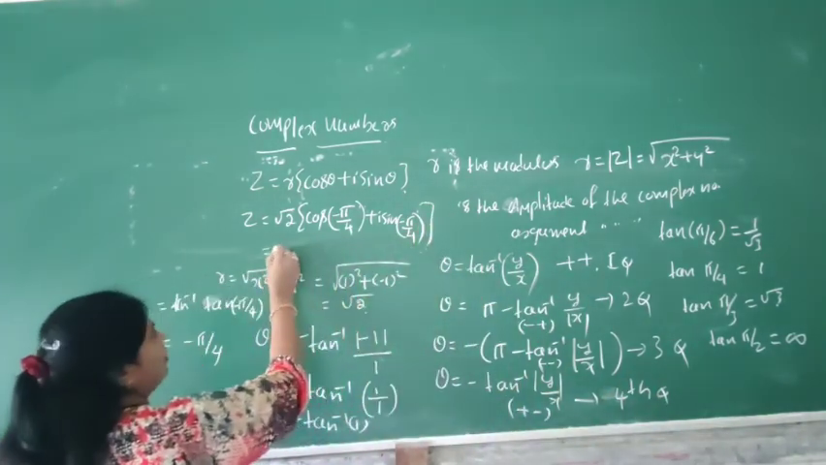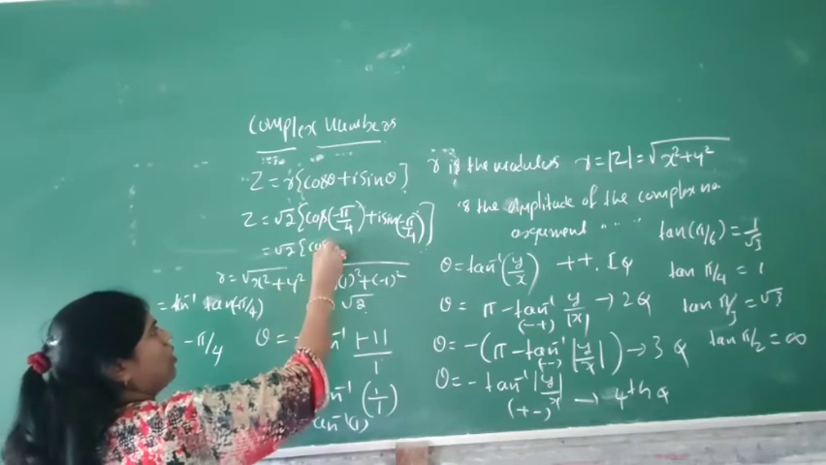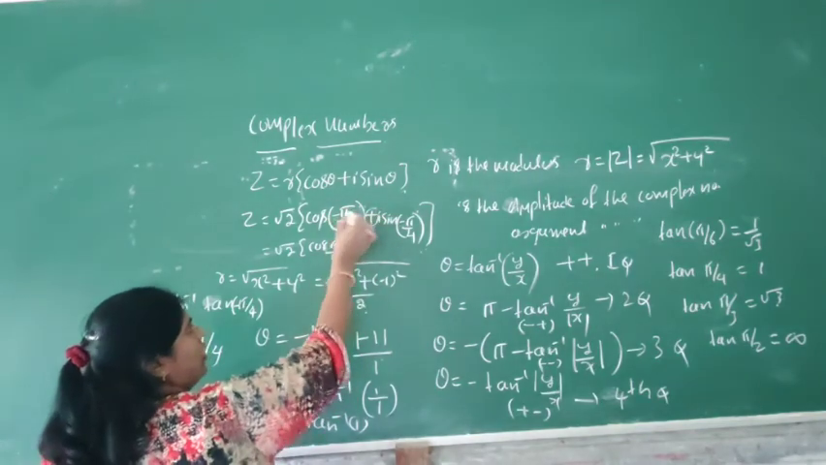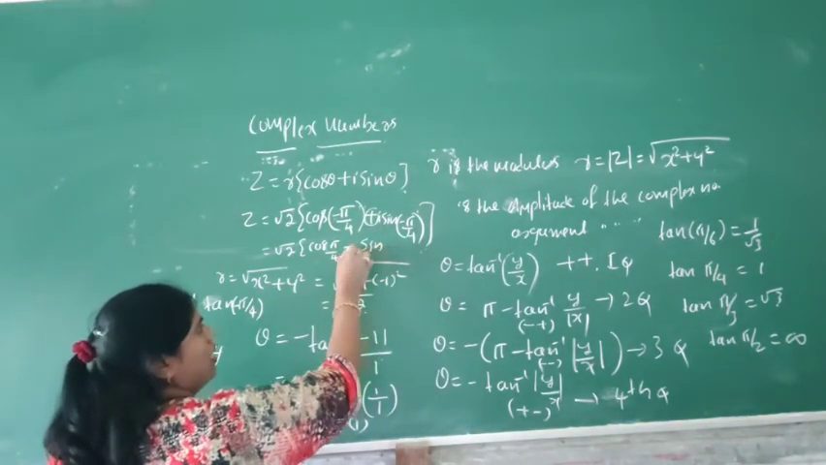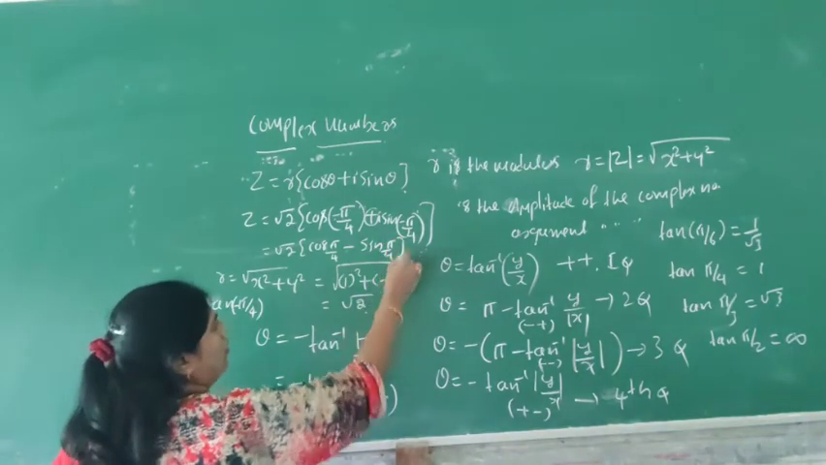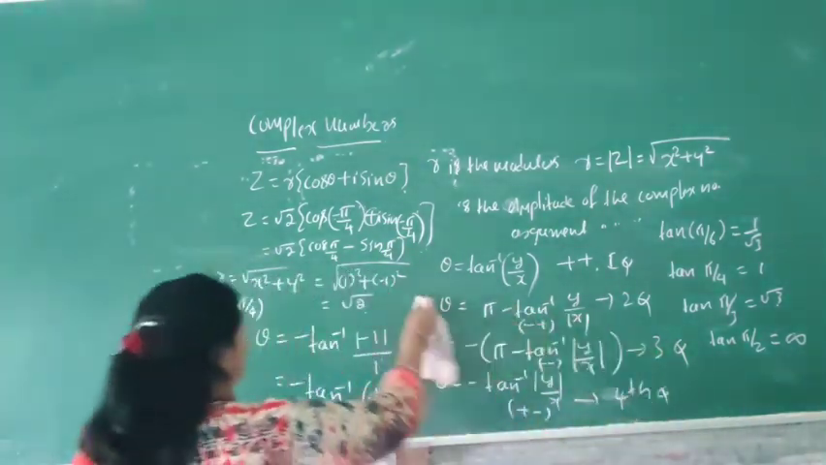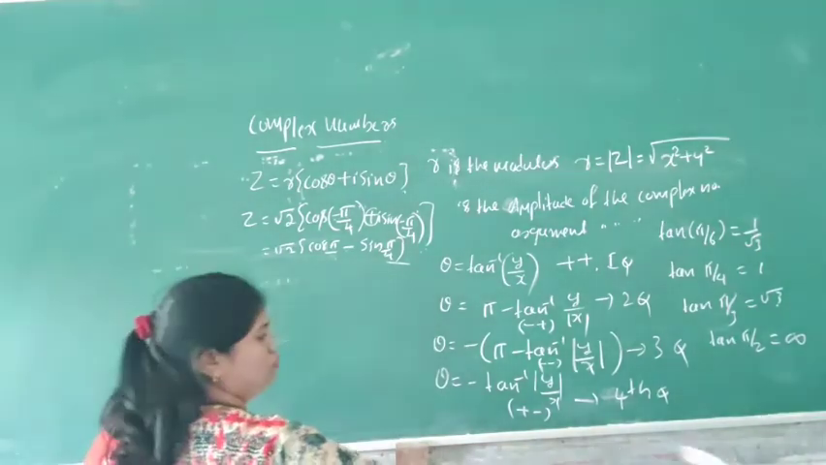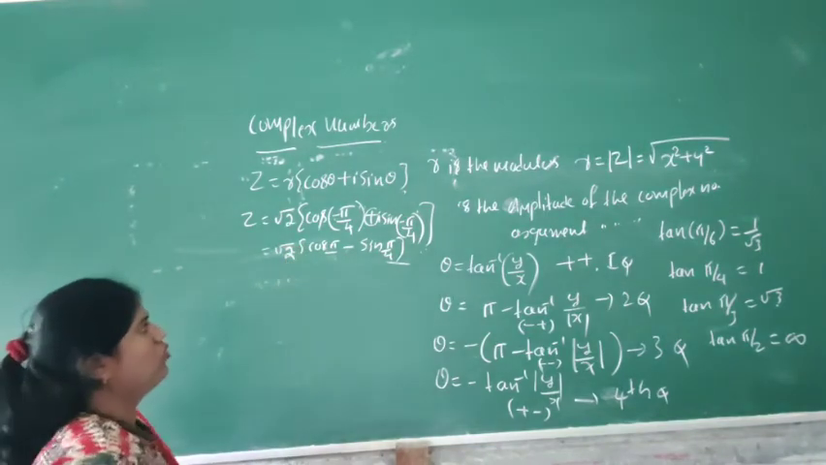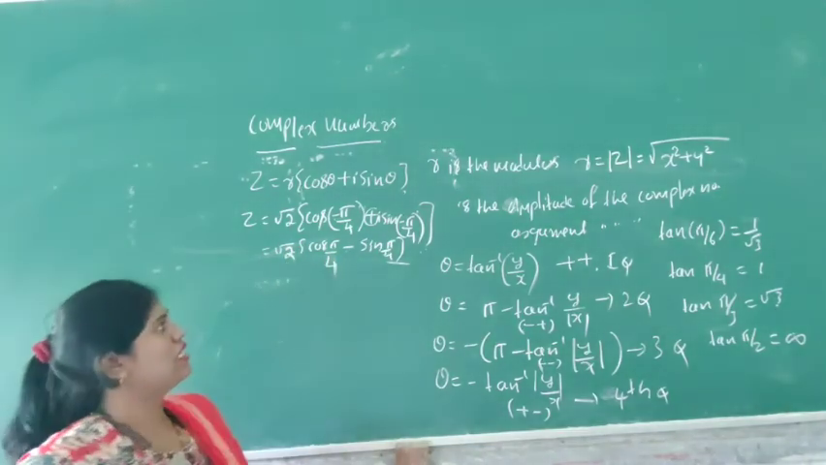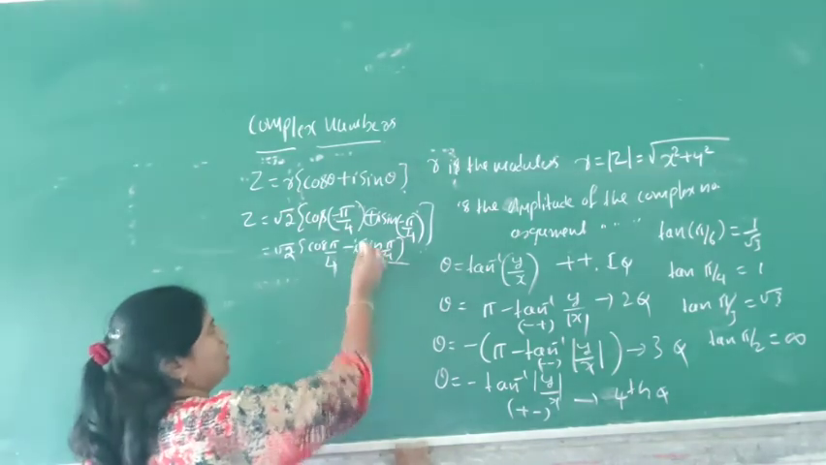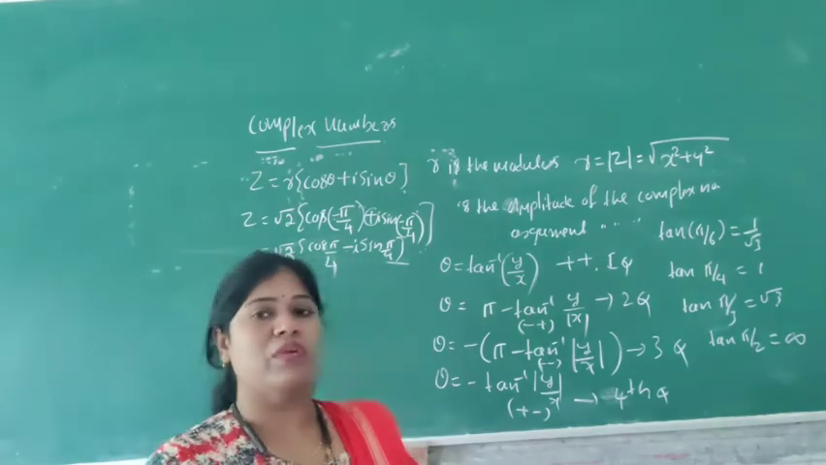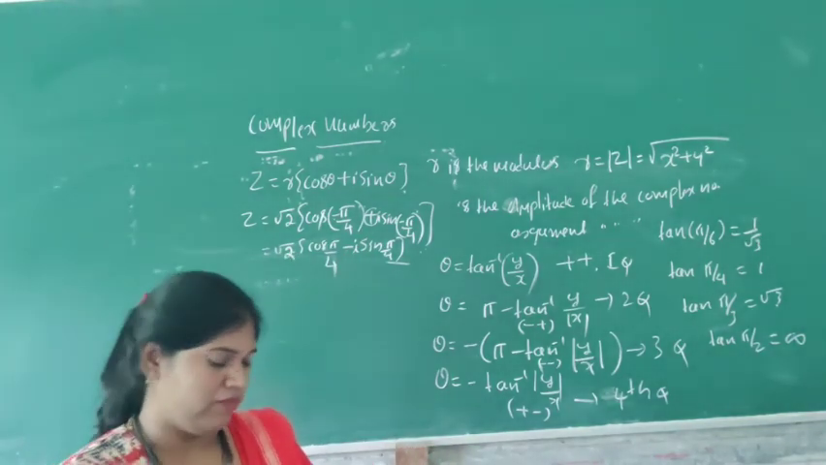So we can write like this also: root 2 of cos pi by 4 minus i sin pi by 4. Instead of writing the minus inside the angle, we can write minus here. So this one is the polar form of the complex number: root 2 of cos pi by 4 minus i sin pi by 4. This is the complex number's polar form. Okay.